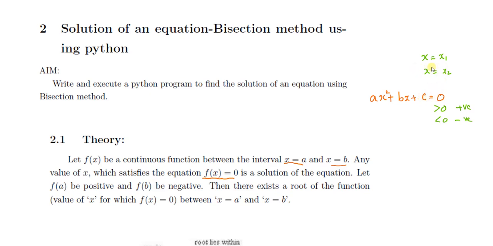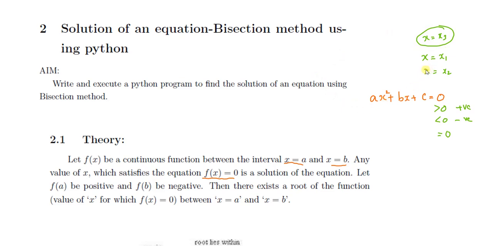Now if it is a continuous function, you will get, for a particular value of x in between x1 and x2, this equation exactly equal to 0. Say that value of x is equal to say x3. So when you substitute for x equal to x3, that is ax3 squared plus bx3 plus c, you will get it is equal to 0. And that value of x is called the solution of this particular equation.